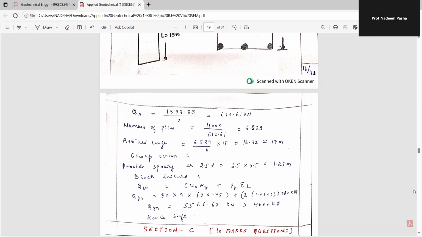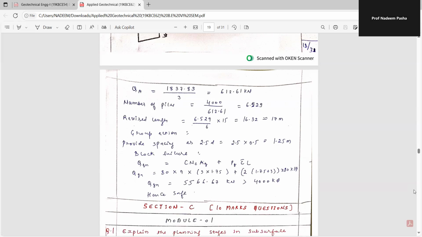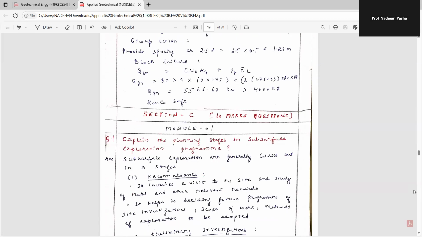Group action. Providing spacing as 2.5 times D, it comes out to be 1.25 meter. QGN is equal to C into NC AG plus PG C bar L. So it comes out to be 5566.67 kilonewton, which is greater than 4000 kilonewton. Hence the design is safe.